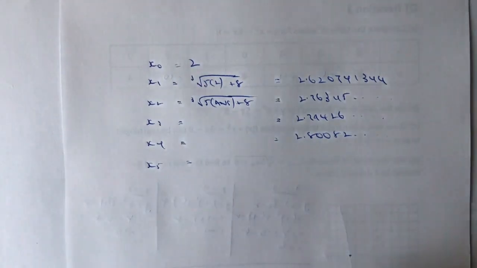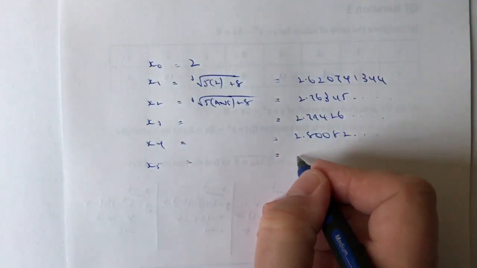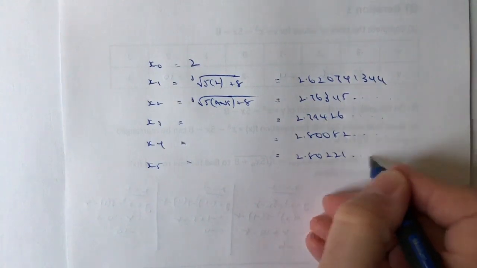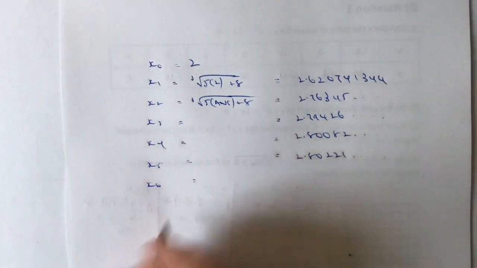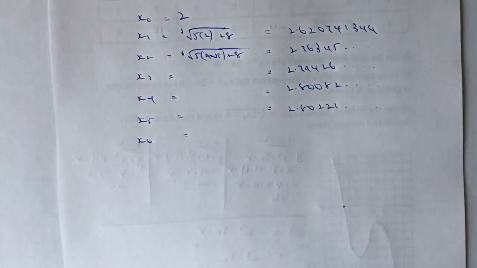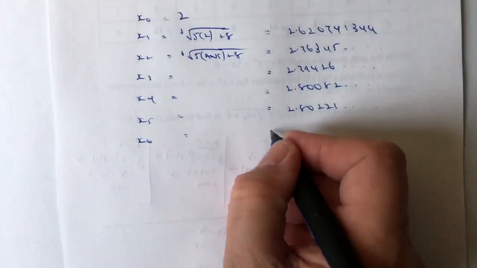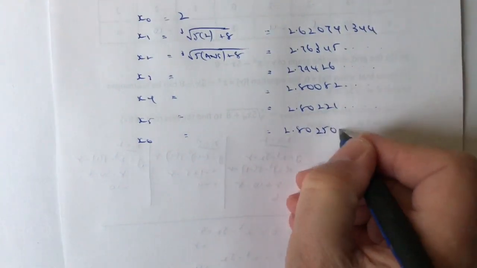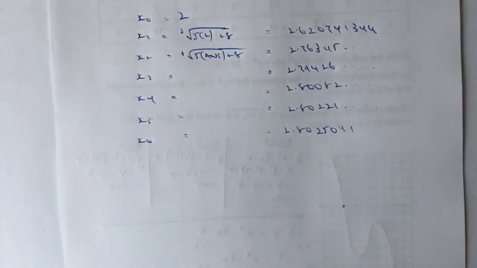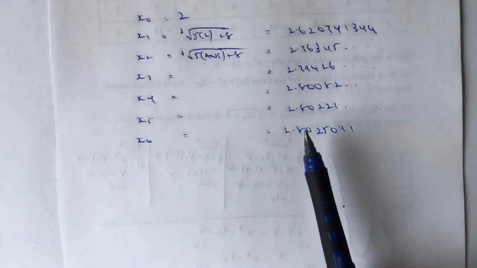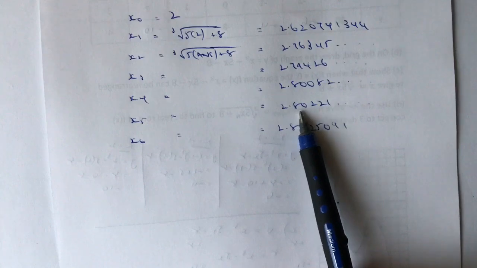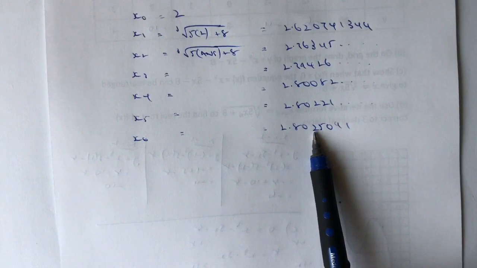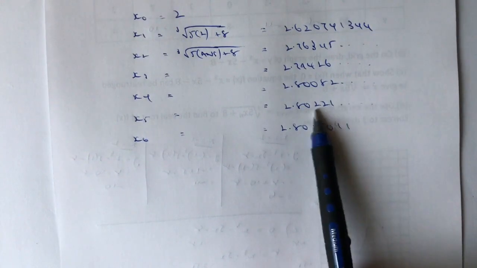Unfortunately, it just requires a fair bit of writing. So x5 is going to be 2.80221... and x6 is going to be equal to 2.8025091. Now I'm getting to the point where hopefully you can see 2.802, 2.802. The problem is, to 3 decimal places, that now becomes a 3. So it's actually not quite there at the moment.